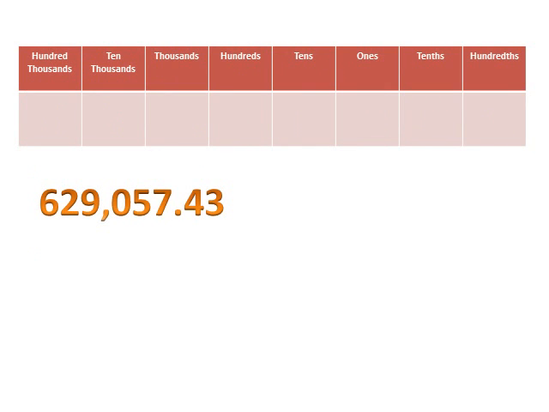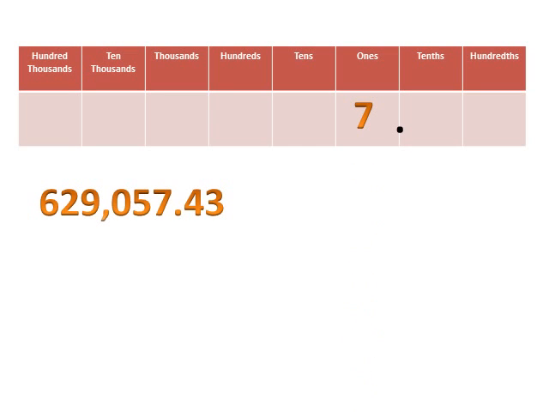Alright, so what about if we have 629,057 and 43 hundredths? Okay, so that's how you say it, 43 hundredths. Okay, so how are we going to write that? So of course the first thing is we write the decimal point. The decimal point separates the ones or the whole numbers from the decimal numbers.